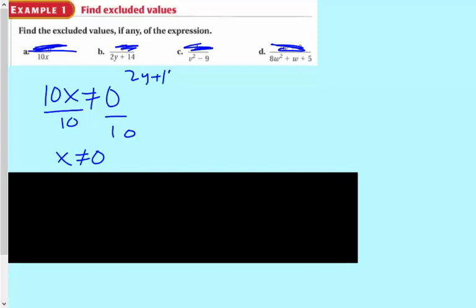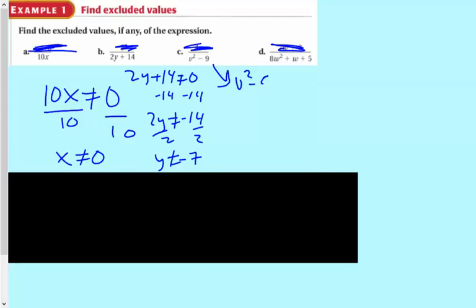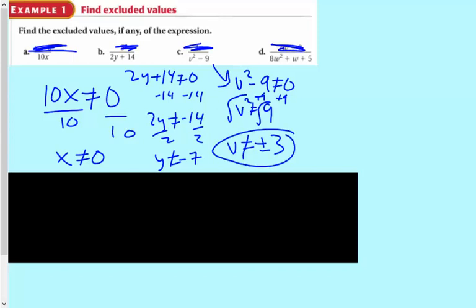2y plus 14 cannot be equal to 0. So I'm going to subtract 14 from both sides. 2y cannot be negative 14, divided by 2, and y cannot be equal to negative 7. All right, now we get into some quadratics. b squared minus 9 cannot be equal to 0. Since this is a quadratic, I'm going to use square roots. I'm going to add 9 to both sides, so b squared equals 9. Square root both sides. b cannot be equal to positive or negative 3. Both of those values are your excluded values.